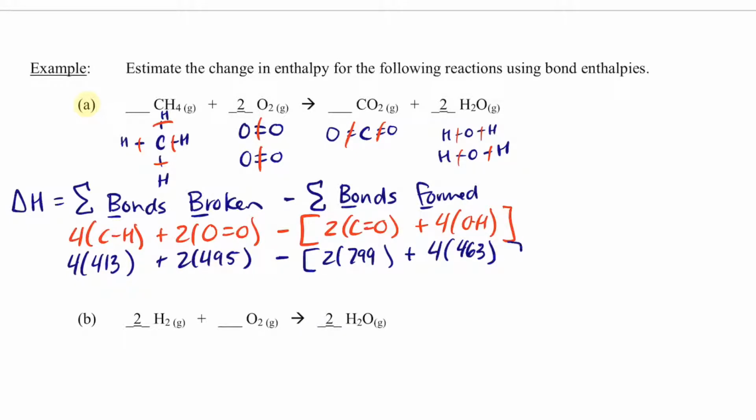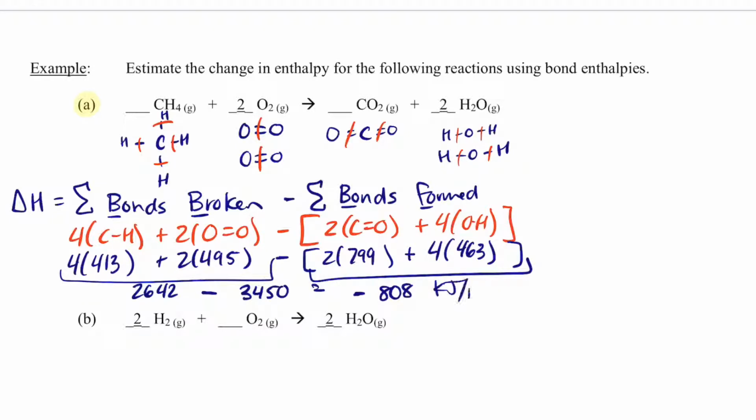Just like in previous notes, it's important that you add up each side. So this first side is 4 times 413 plus 2 times 495. This is going to be 2642. And then I need to add up this next side, 2 times 799 plus 4 times 463. I'm going to subtract away 3450. So 2642 minus 3450. I end up with negative 808 kilojoules per mole, which is kind of what I expected because I knew it was going to be negative because it's an exothermic reaction.